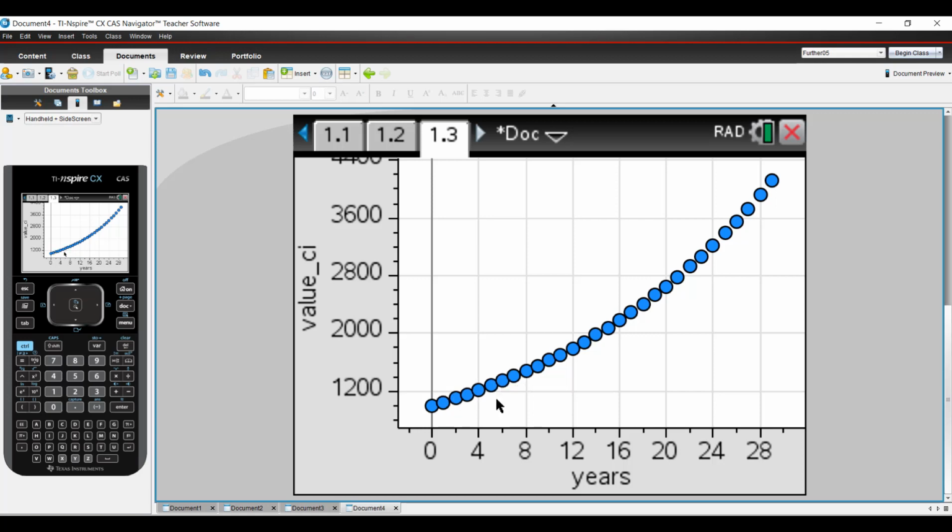Now if we look at the difference as we go along, from 1,050 we jump to $1,102.50. So that's gone up by 52.50. It's increased the difference. At the top here, we've increased from 3,920 to 4,116. The difference between each term is getting bigger and bigger. This is typical of a geometric sequence.